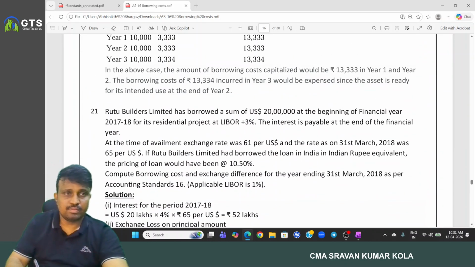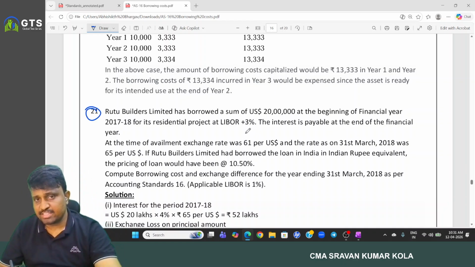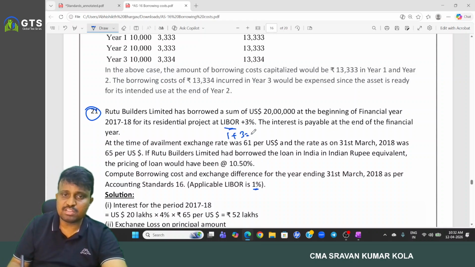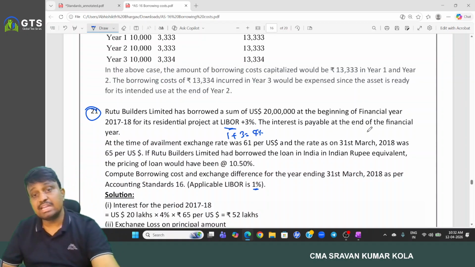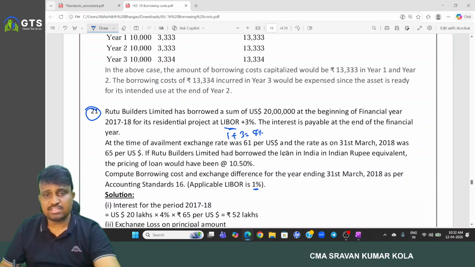And here, Rutu Builders Limited has borrowed a sum of $20 lakh at the beginning of the financial year 17-18 for its residential project at LIBOR plus 3%. LIBOR was given here as 1%, meaning 1 plus 3, a 4% rate. The interest is payable at the end of each year. At the time of availment, the exchange rate was 61 rupees per dollar and the rate as on 31st March was 65 rupees.